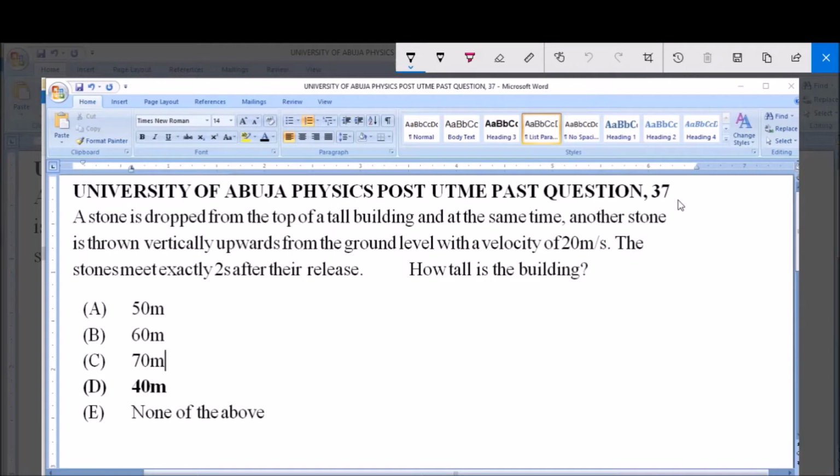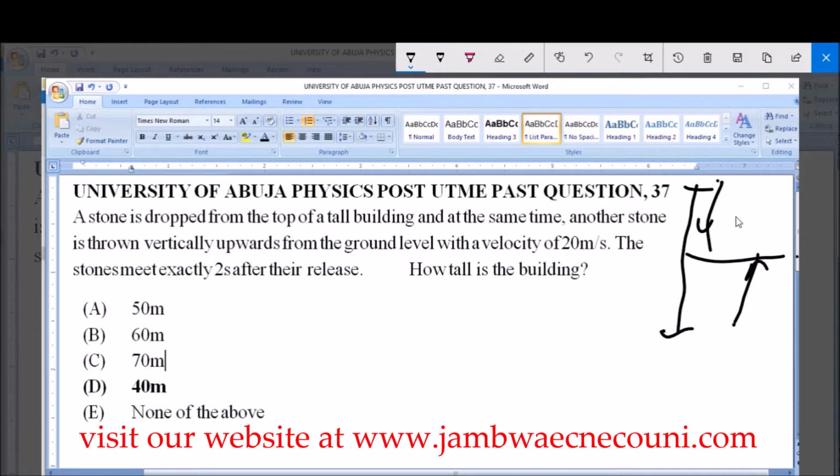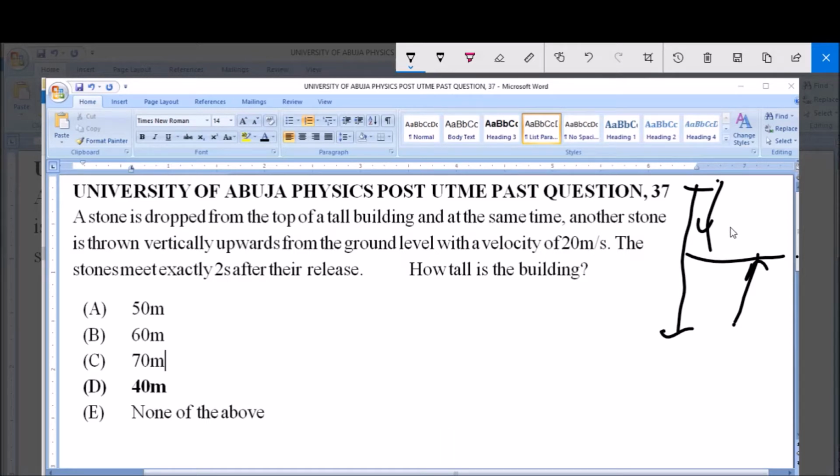Now this is what this question is trying to say. Assuming this is the building, a stone was thrown up from the ground, and then a stone was thrown down from up. Now the stone that was tossed down came like this, and then the other one up was going like this according to the direction of the arrow. Now exactly 2 seconds after these stones were thrown simultaneously, we notice that they meet at this horizontal point. And the question is asking us to find the height of this building.